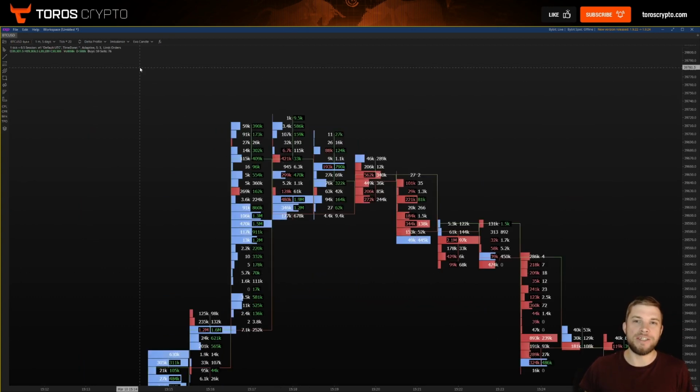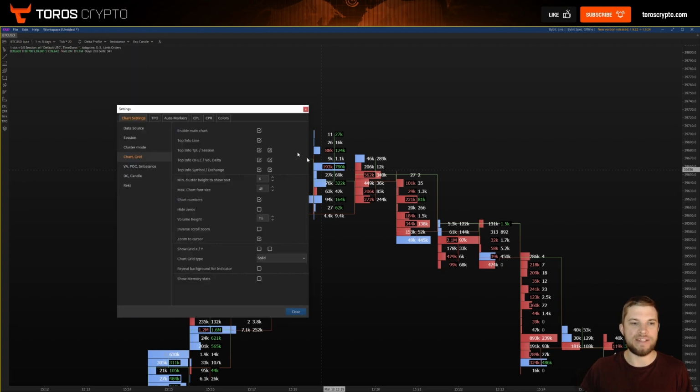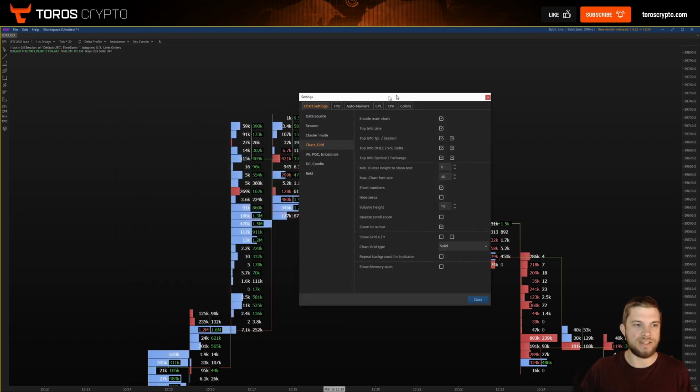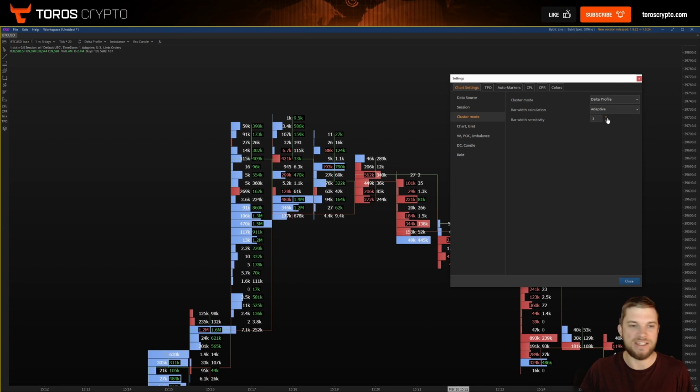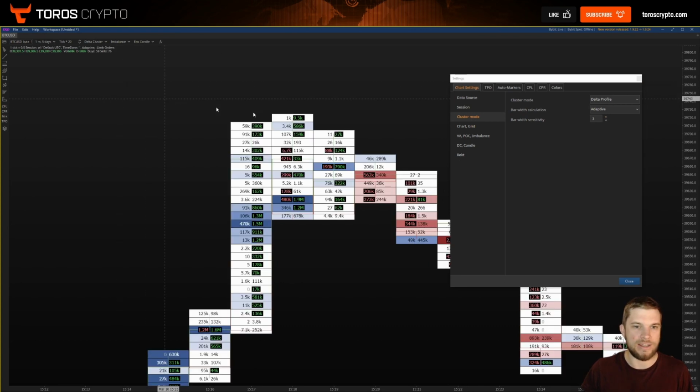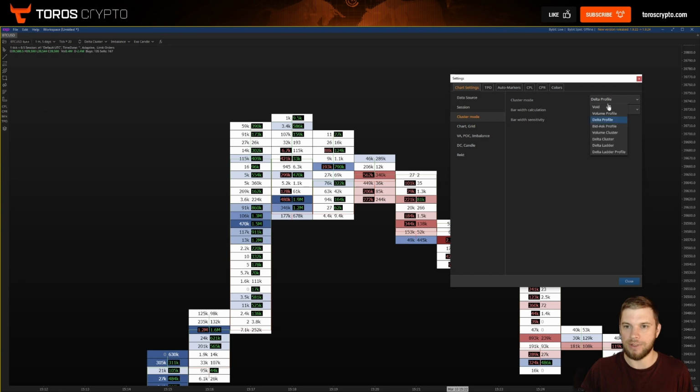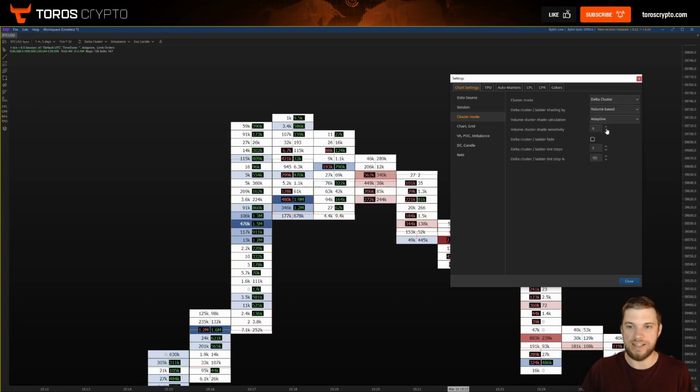So with your cluster modes, text modes, and candle modes, you do obviously have these settings down at the bottom here. So this is where you can basically customize what I have just shown you, so that you can change different things. You can change the font size, you can change the cluster mode, you can change the sensitivity. Okay, so if we're looking at something like a delta cluster on here, you can change the shades sensitivity on this, so you can make it much clearer.